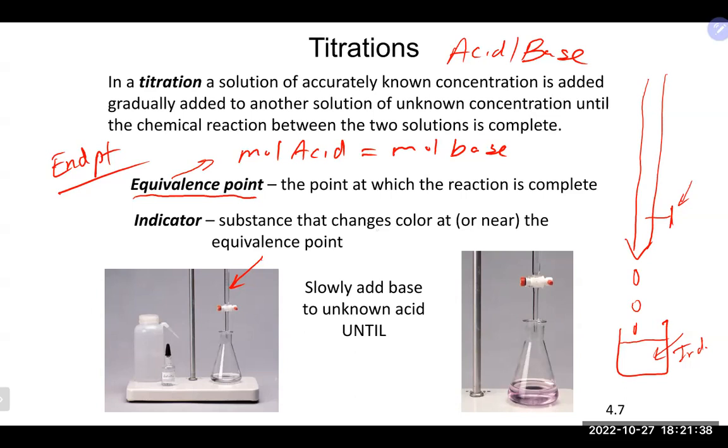The indicator actually works over a pH range. Most indicators work over a specific pH range. For example, ours will do this. So we'll turn it pink. It is phenolphthalein.